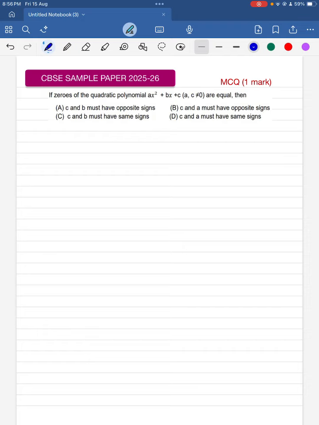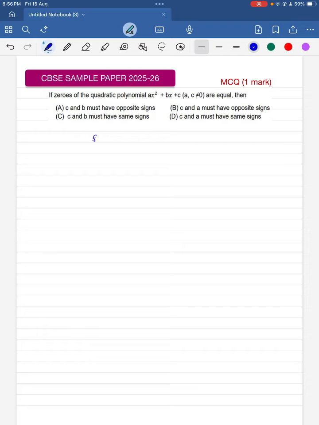If zeros of the quadratic polynomial ax squared plus bx plus c are equal, then c and b must have opposite signs, c and a must have opposite signs, c and b must have same signs, and c and a must have same signs. Okay, so let's find out which one of these is correct.